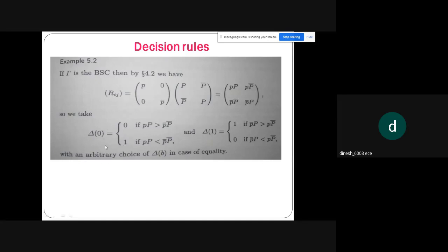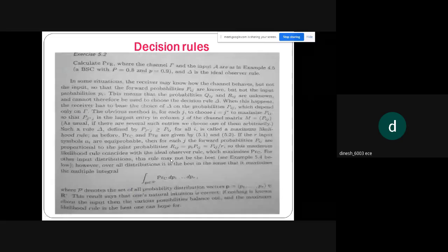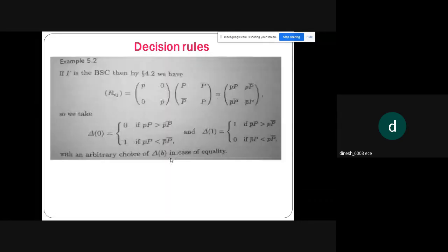So this is for decision of 0. And the decision of 1: it is 1 if P bar P is greater than P bar, and it is 0 if P bar P is less than P, P bar. And this is equally applicable in the case of equality. Decision rule.